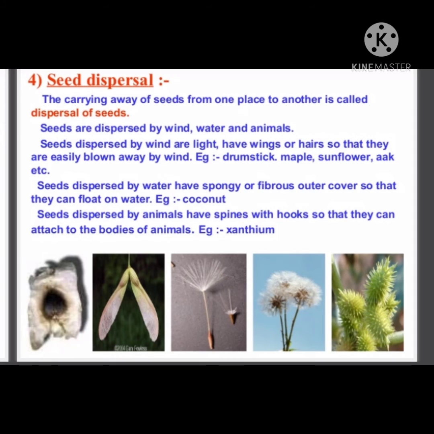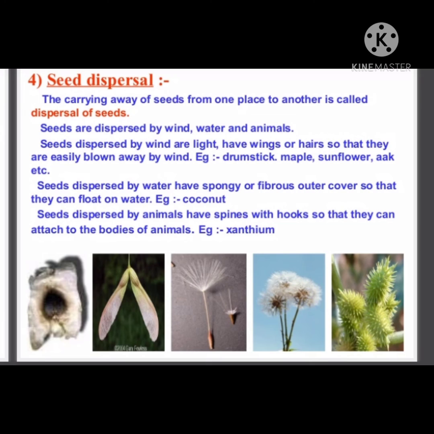Then, how are the seeds dispersed to promote germination? Germination results in the formation of new plants. We know that in nature we can see the same kinds of plants growing at different places, not exactly in the same area. For this purpose, the seeds from the plant are carried away to far distances with the help of agents such as water, wind, insects, animals, etc.